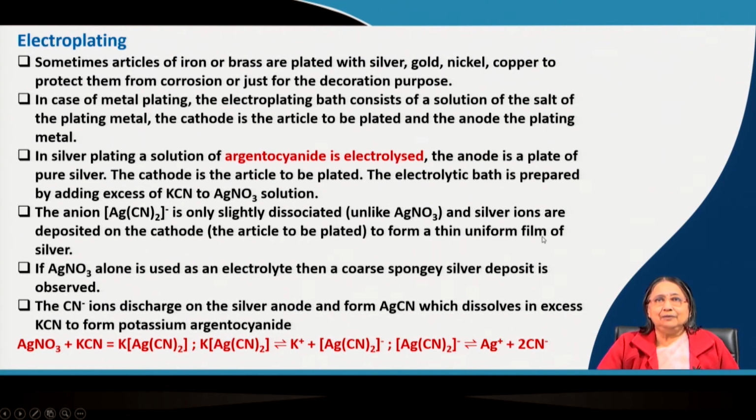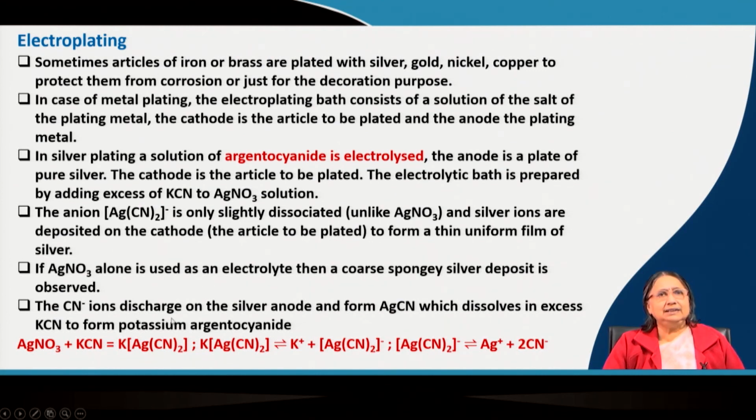So, it will go on in a very slow process, okay, and then it will form a very thin, uniform film of silver. If you use silver nitrate as the electrolyte, then you will get a coarse spongy silver deposit, okay, because silver nitrate is a strong electrolyte and the electrolysis will go on fast and you will get a spongy silver deposit. Okay. This is the beauty of this electroplating with silver.